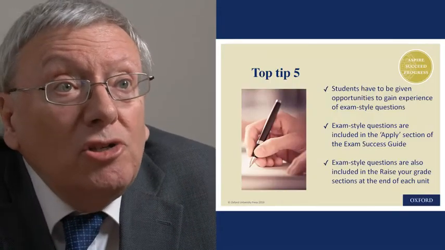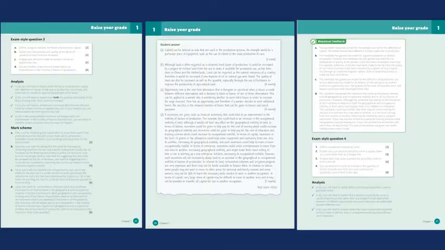Exam-style questions are also included in the Raise Your Grade sections at the end of each unit. This example, exam-style question 3, has 4 parts. A: define, using an example, the factor of production capital, for 2 marks. B: explain how the quantity and quality of the factor of production land could be increased, for 4 marks. Part C: analyse why decisions made by workers involve an opportunity cost, for 6 marks.